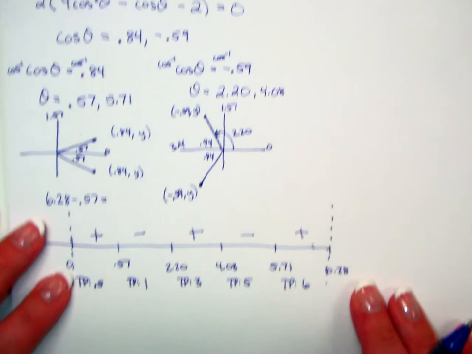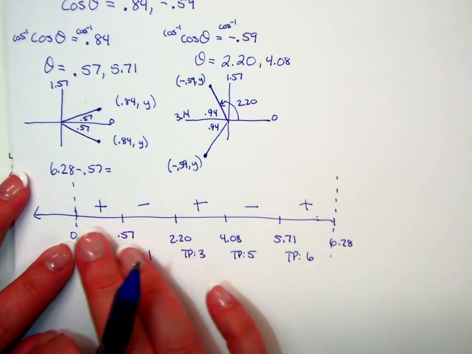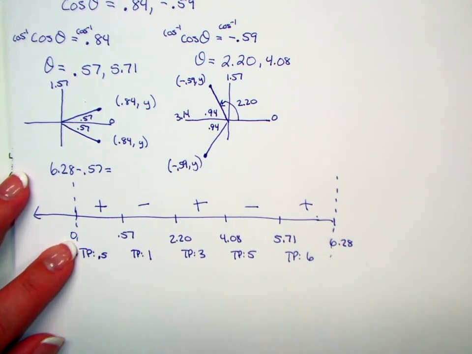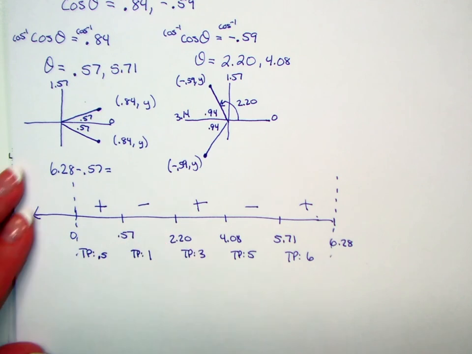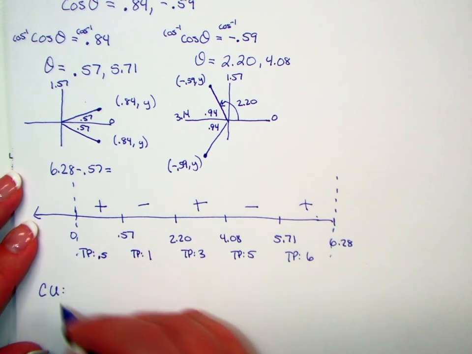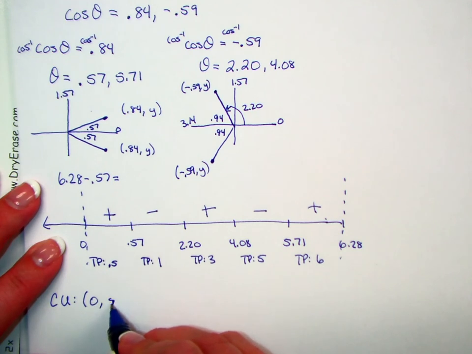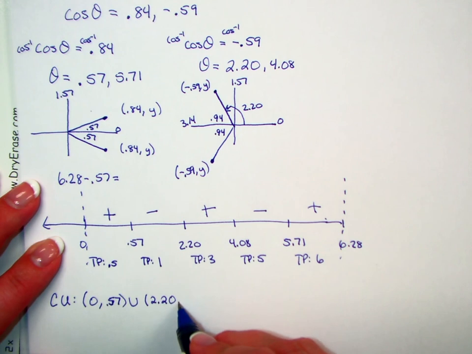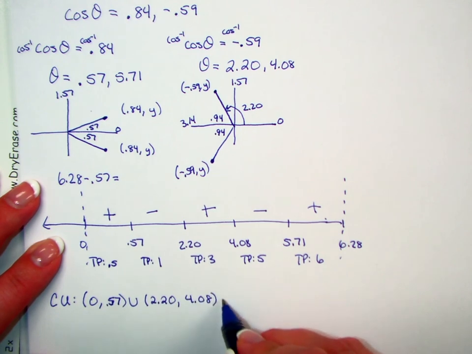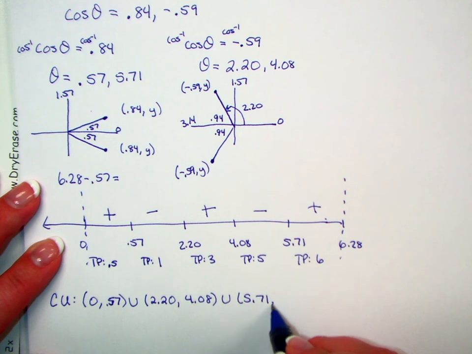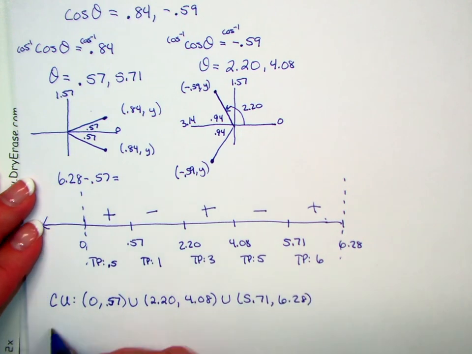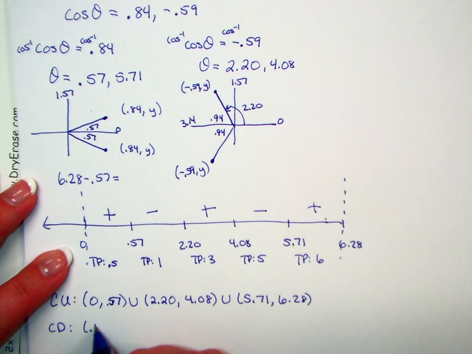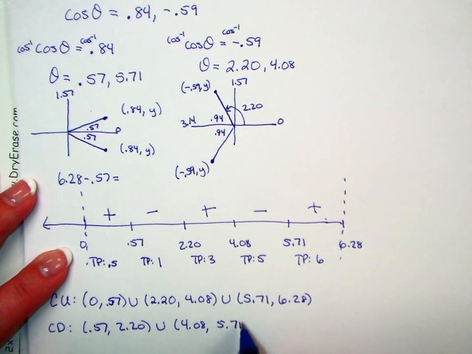But this is the second derivative. So if the second derivative is positive, then the original function is concave up. And if the second derivative is negative, then the original function is concave down. So I have concave up from 0 to 0.57 union 2.20 to 4.08 union 5.71 to 6.28. Concave down 0.57 to 2.20 union 4.08 to 5.71.